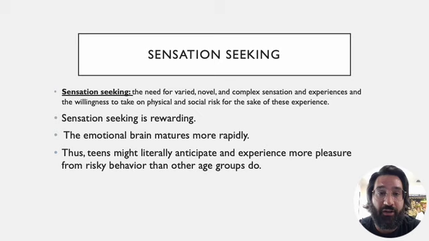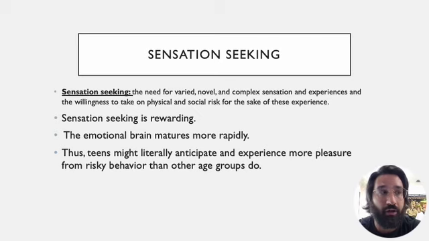And remember, we said that there are increases in dopamine during adolescence, and so that drives a lot of this sensation seeking because it feels good, it feels exciting, it feels more ego-syntonic, more congruent with feelings that align with how we think of ourselves, as more bold, more risk taking. So again, the emotional brain is maturing more rapidly.